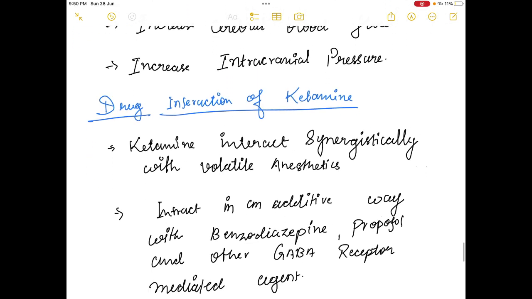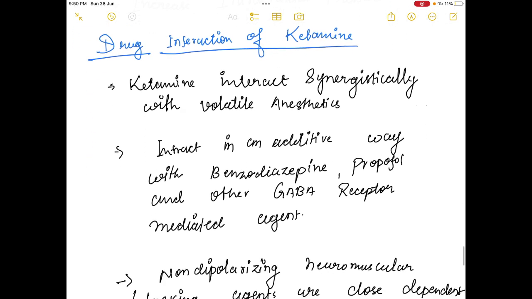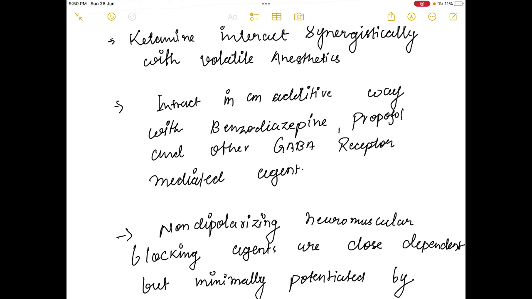Drug interactions of ketamine. Ketamine interacts synergistically with volatile agents, meaning that both the volatile agent and ketamine act in a synergistic manner. Interaction with other drugs like benzodiazepines, propofol, and GABA receptor mediated agents gives an additive effect.